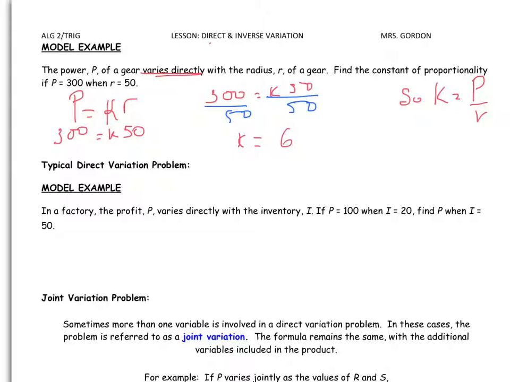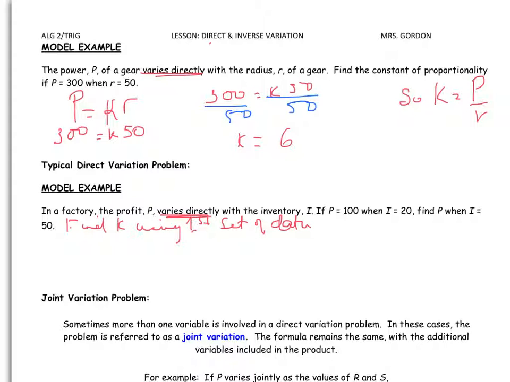Next example, and now this is a typical direct variation. In a factory, the profit P varies directly, again our key term, so we know we're multiplying, with inventory I. If P is 100 when I is 20, so those are the first set of data, obviously we have to find k because k is not given. Then they want us to use that to find P when I is equal to 50. So we have to find the k using the first set of data.